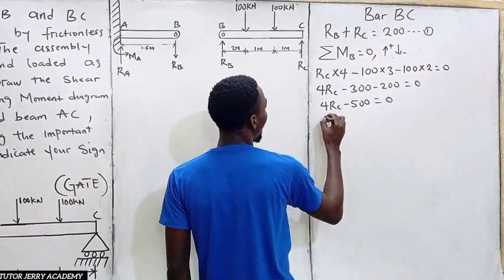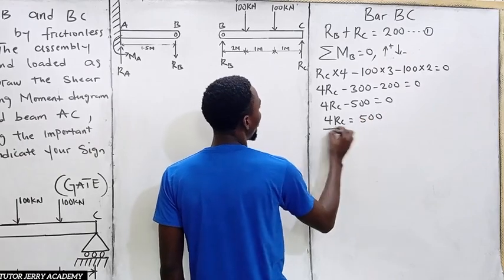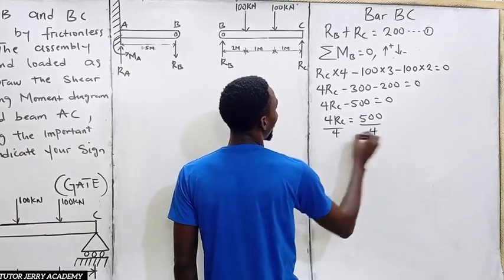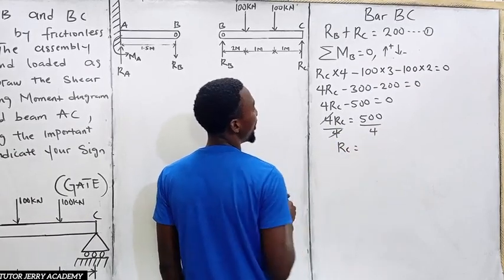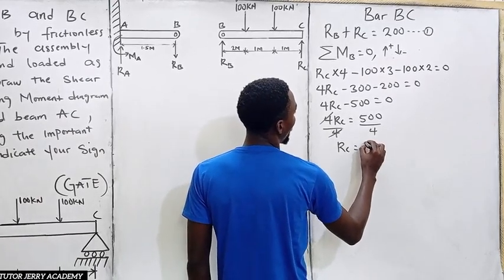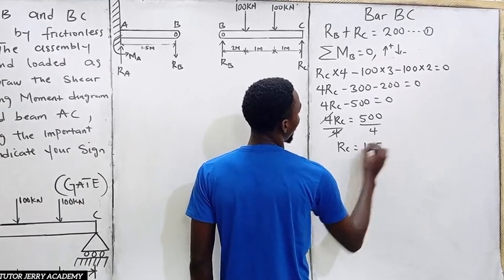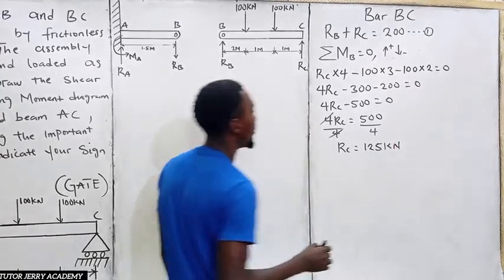All right. So if we move this to the other side, 4 ROC will be equal to 500. So if we divide both sides by 4 now, then our R sub C will be equal to 125. All right, 125 kilonewton.